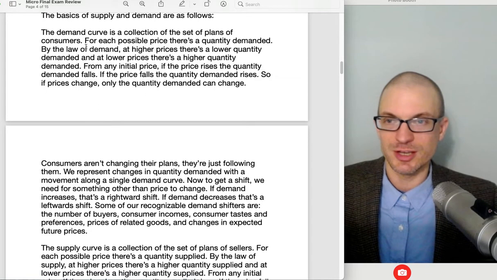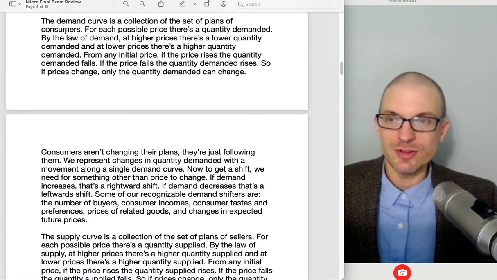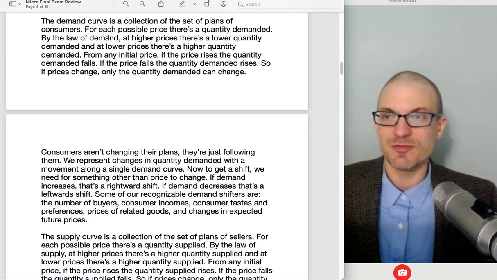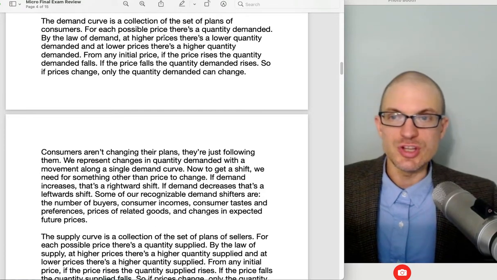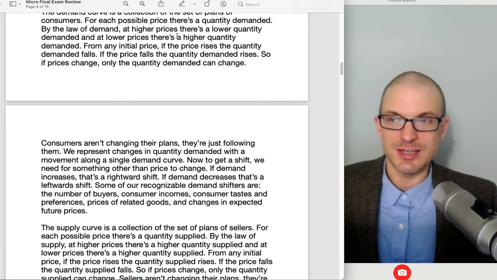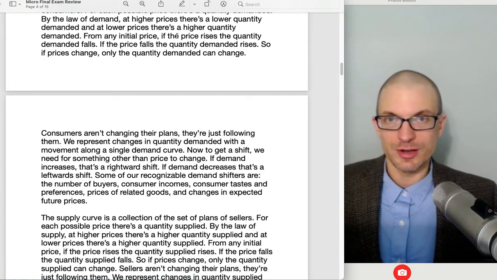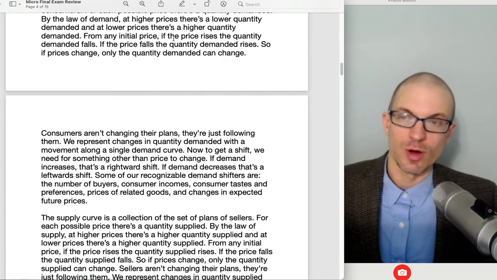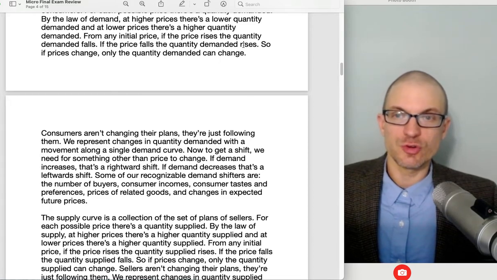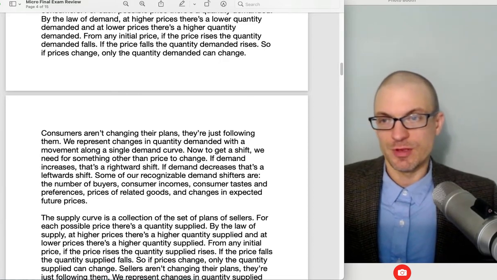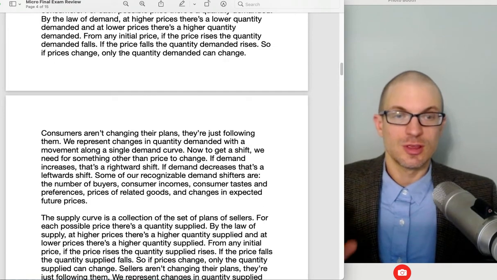The basics of supply and demand are as follows. We've got a demand curve that's a collection of the set of plans for consumers. For each possible price, there's a quantity demanded. And then by the law of demand, at higher prices, there's a lower quantity demanded. At lower prices, there's a higher quantity demanded. So if the price falls, quantity demanded rises. If prices change, then only the quantity demanded can change.